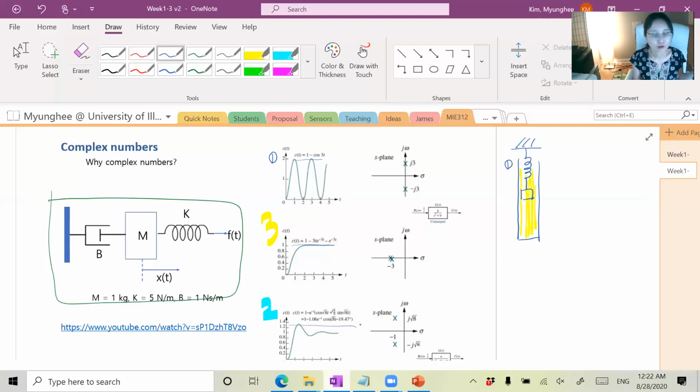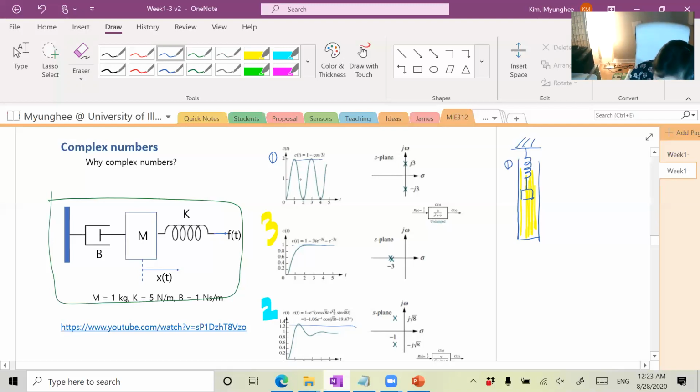So note, in the future, when you design a controller, you may see all these 3 behaviors depending on how you design the controller. So then, we want to have something to show this behavior in a compact way, in an easy way. So that's why the complex number comes in.